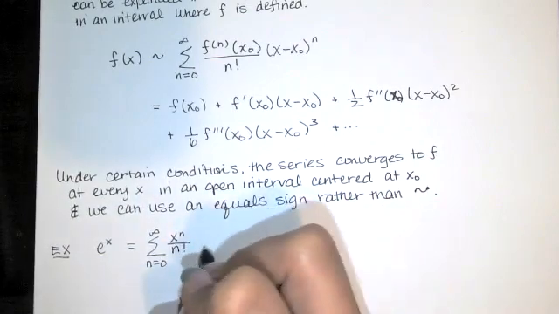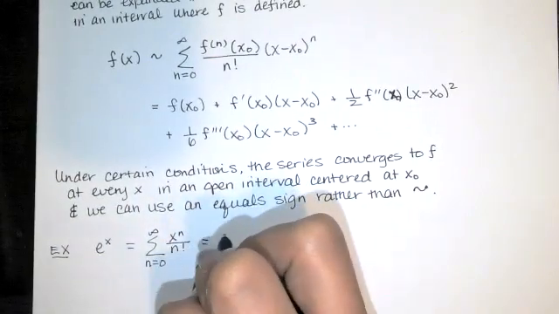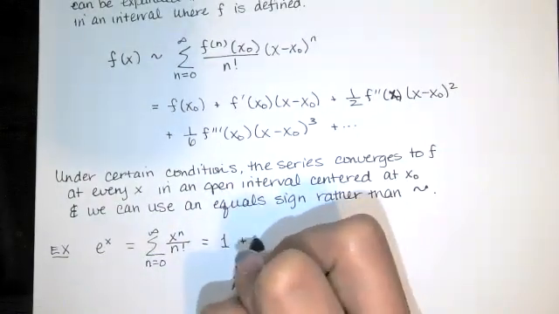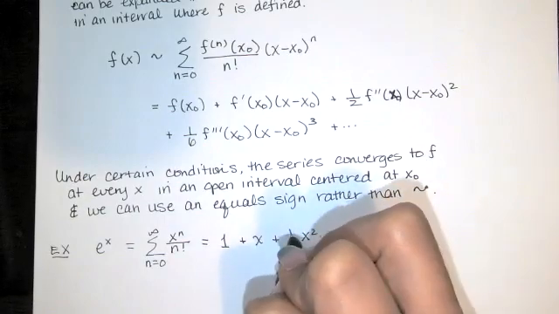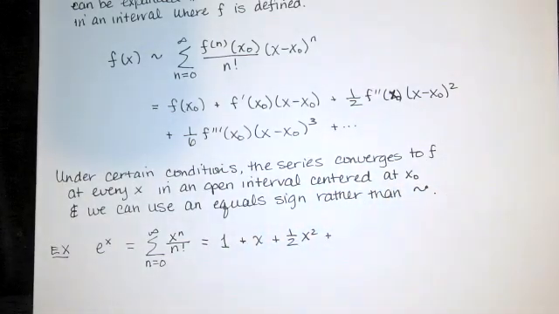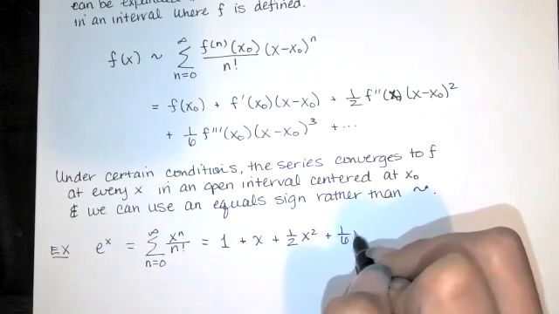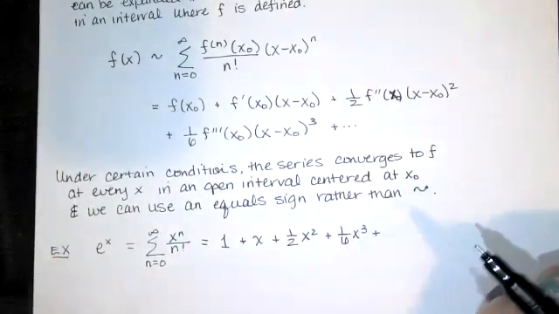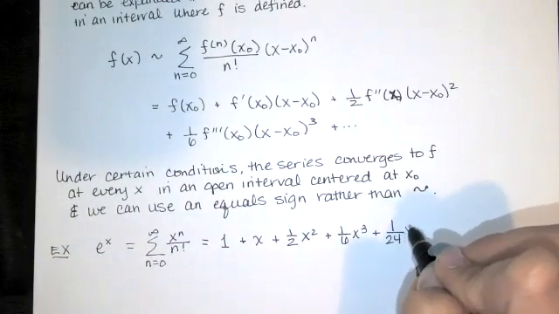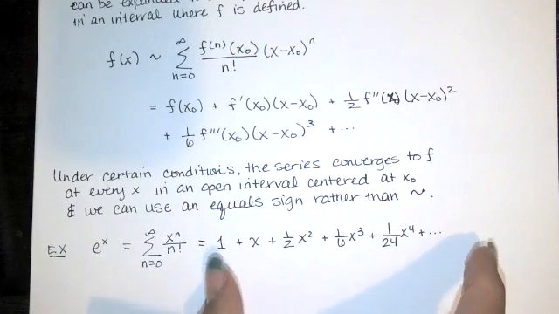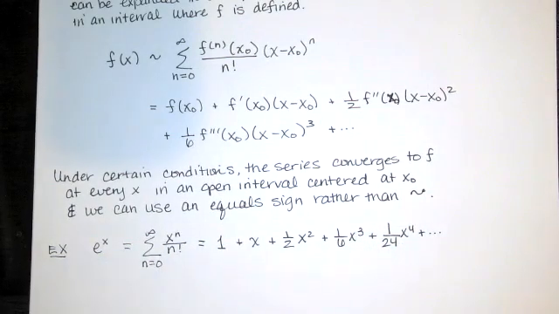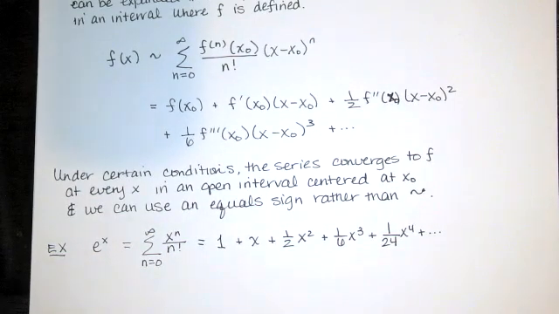So when n equals 0, we get x to the 0 over 0 factorial, which is just 1. When n equals 1, we get x. When n equals 2, we have 1 over 2 factorial times x squared. That's 1/2 x squared. Then we've got 1 over 3 factorial, which is 6, times x cubed, and so on. 1 over 4 factorial times x to the 4th, and you keep going. It turns out that this infinite series converges to e to the x for every x value from negative infinity to infinity. So this will always give you e to the x back.